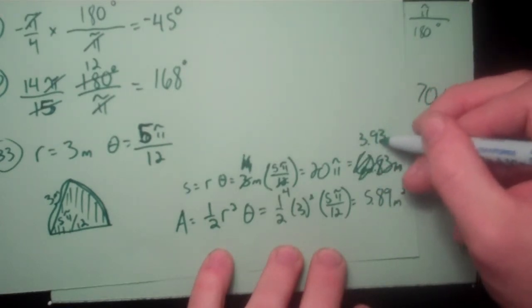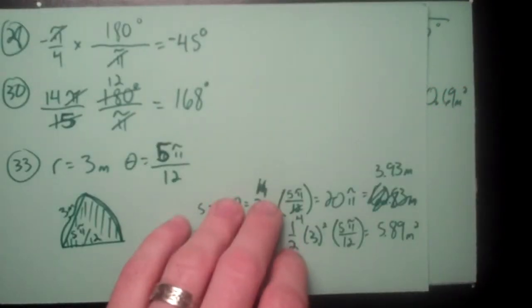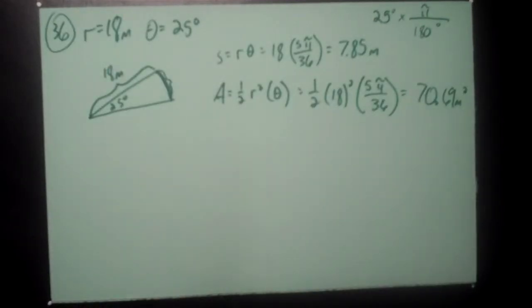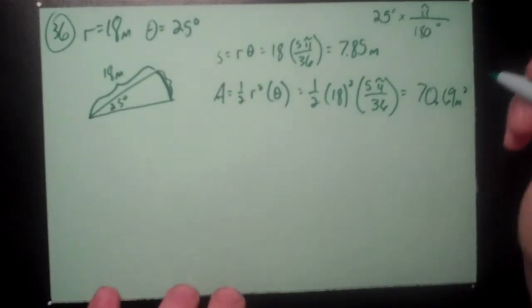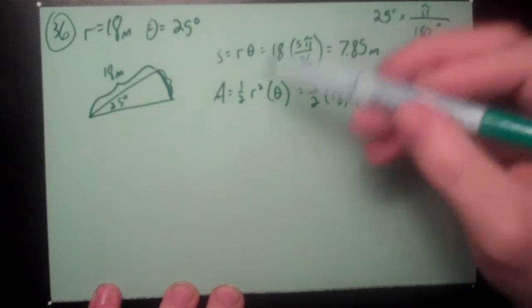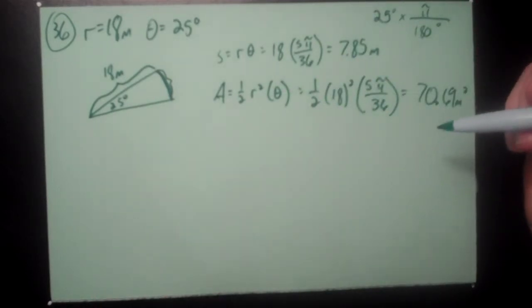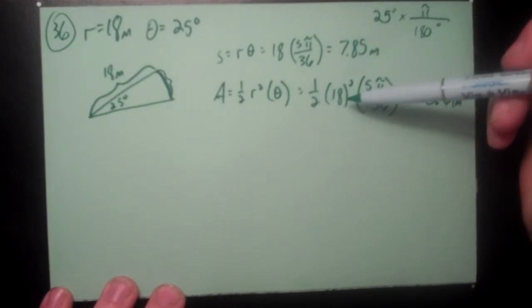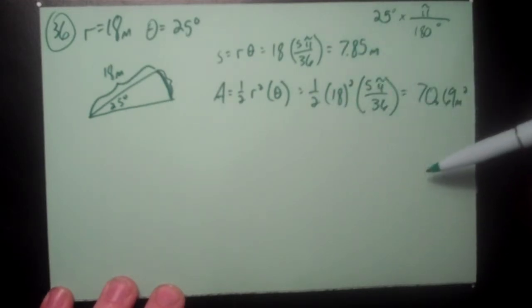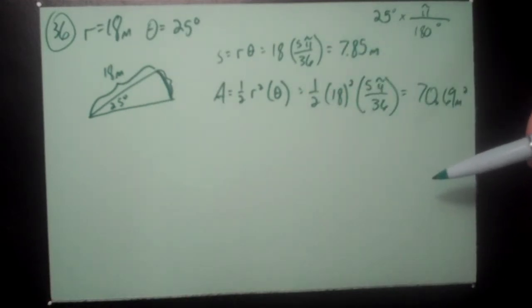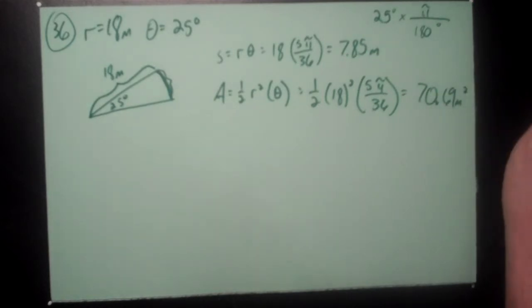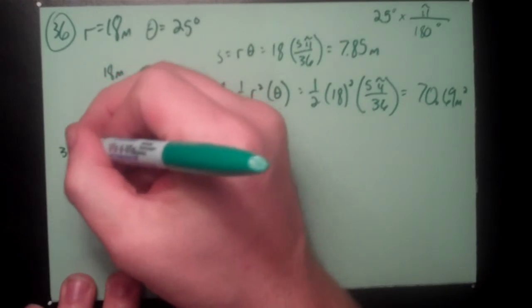If that didn't make much sense to you, good. You are a good math student. Alright. There we are. There's a good looking problem right there. 1/2, 18 squared, 5 pi over 36. We've done well. Alright. Now let's go to number 39.